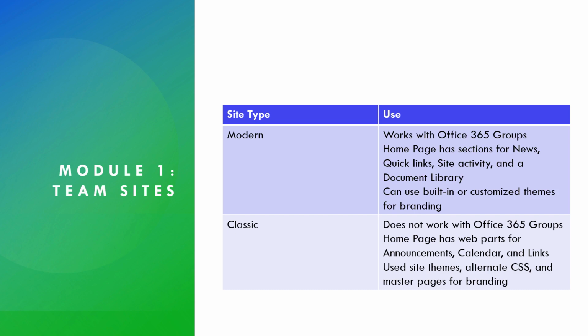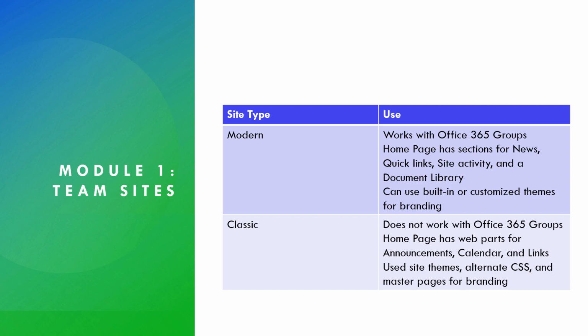The home page in a classic site has web parts for announcements, calendar, and links. They used to use site themes, alternate CSS, and master pages for branding in the classic site. We'll be working with the modern team site when we get in and get started.